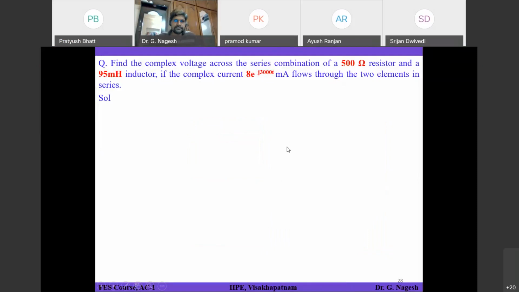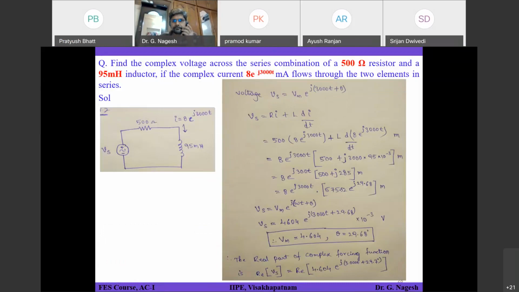So you are able to see my screen, right? Everyone is able to see the screen? Yes, sir. Okay. Yes, sir. Yes, sir. Okay then. Fine.